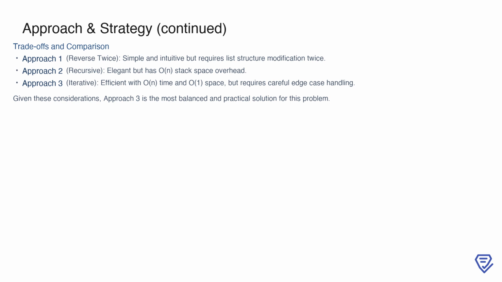In contrast, the iterative two-pass approach is the most balanced solution. It achieves O(n) time complexity and O(1) space complexity, making it both efficient and scalable. While it requires careful handling of edge cases, such as when all digits are 9, these challenges are manageable and do not outweigh the benefits. For this reason, we determined that the iterative approach is the most practical and effective strategy to solve this problem.